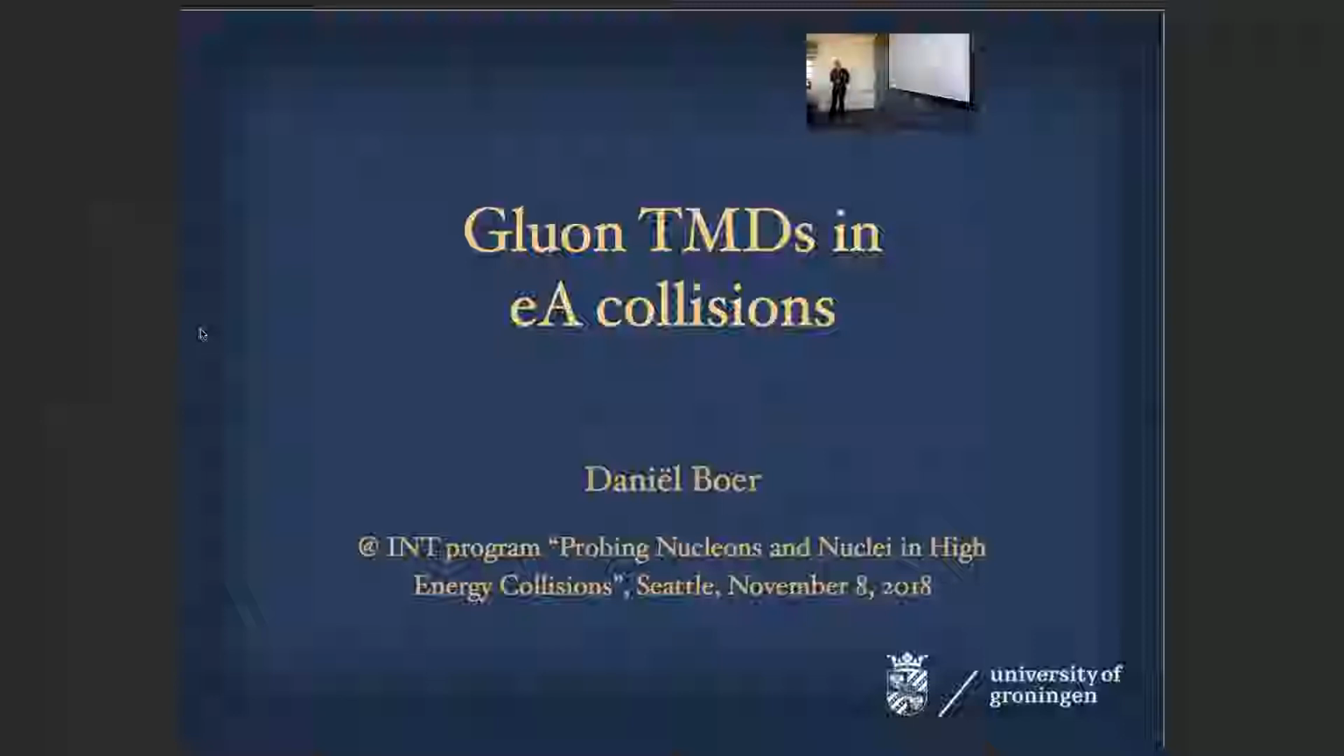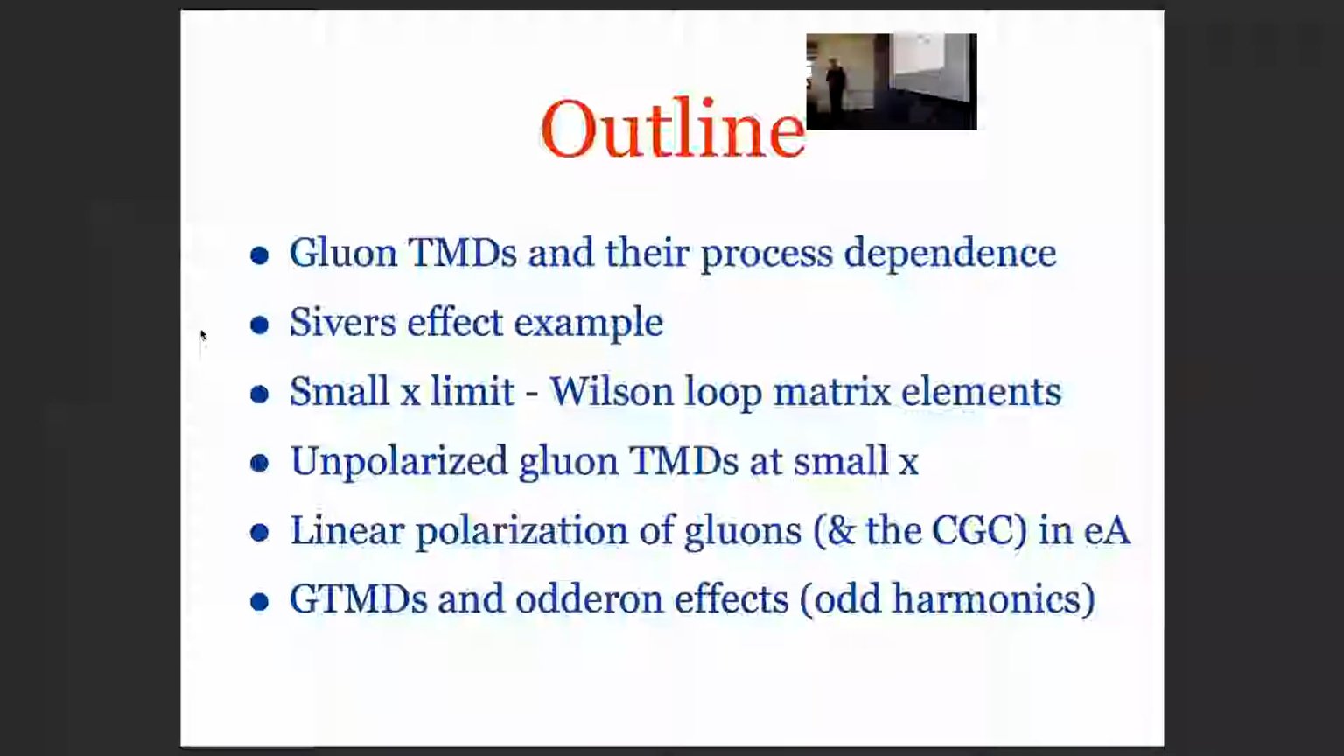Anyway, my talk will be about Gluon TMDs in EA, but not all the time EA. So some things will possibly be EA and so on. This is the set of topics I will cover: Gluon TMDs and their inherent process dependence. I will take the example of the Sivers effect, which is a polarization effect. Maybe not all of you are equally interested in polarized things, but it is a good example to illustrate some things. And then I will come to the unpolarized cases where the hadron is unpolarized. So I will consider the small x limit, Wilson loop matrix elements, unpolarized Gluon TMDs, linearly polarized gluons, and then go to G TMDs and mention some other things.